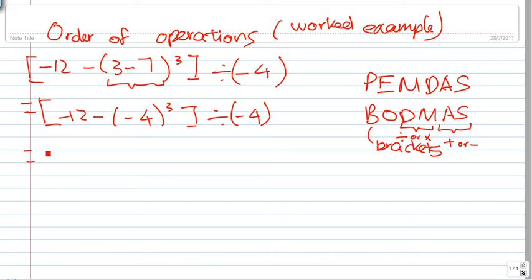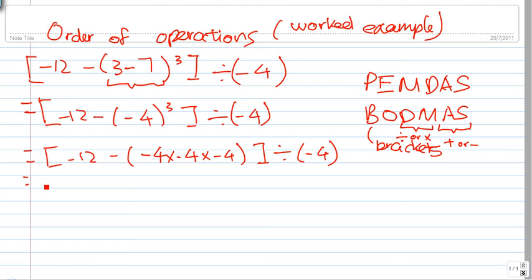Minus 12 minus, now minus 4 cubed is actually minus 64. It's actually minus 4 times minus 4 times minus 4. If you so wish, you might want to write it that way, no problem. And so I get minus 12 here, and minus 4 times minus 4 times minus 4 is minus 64, divided by minus 4.